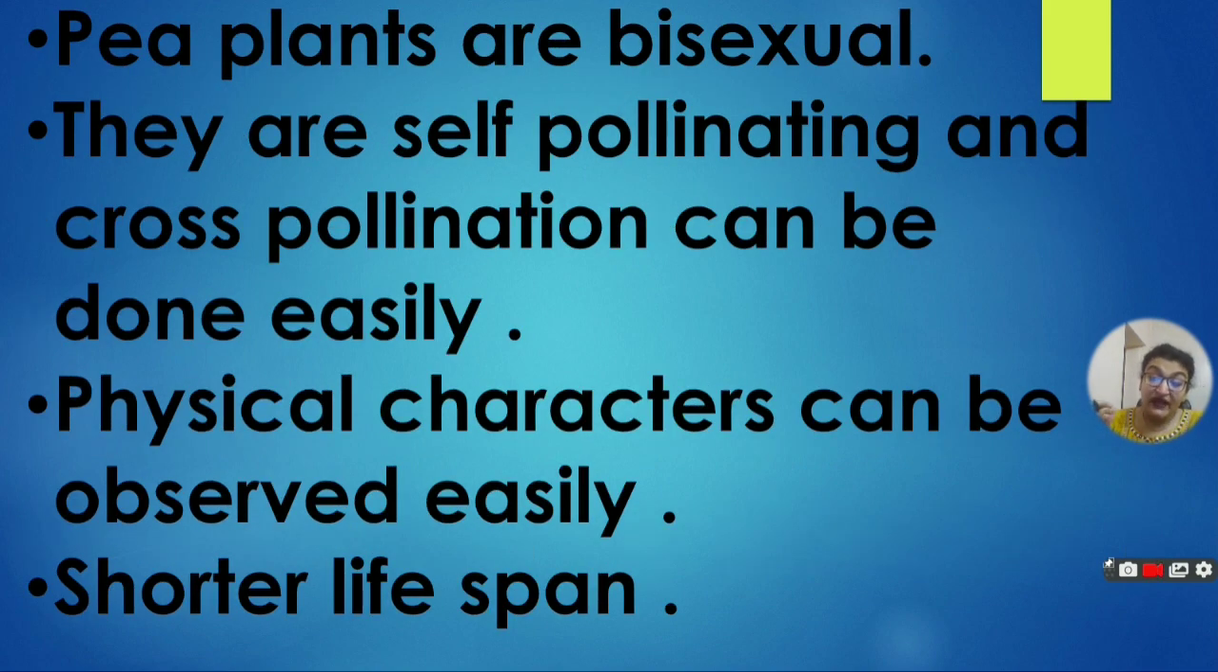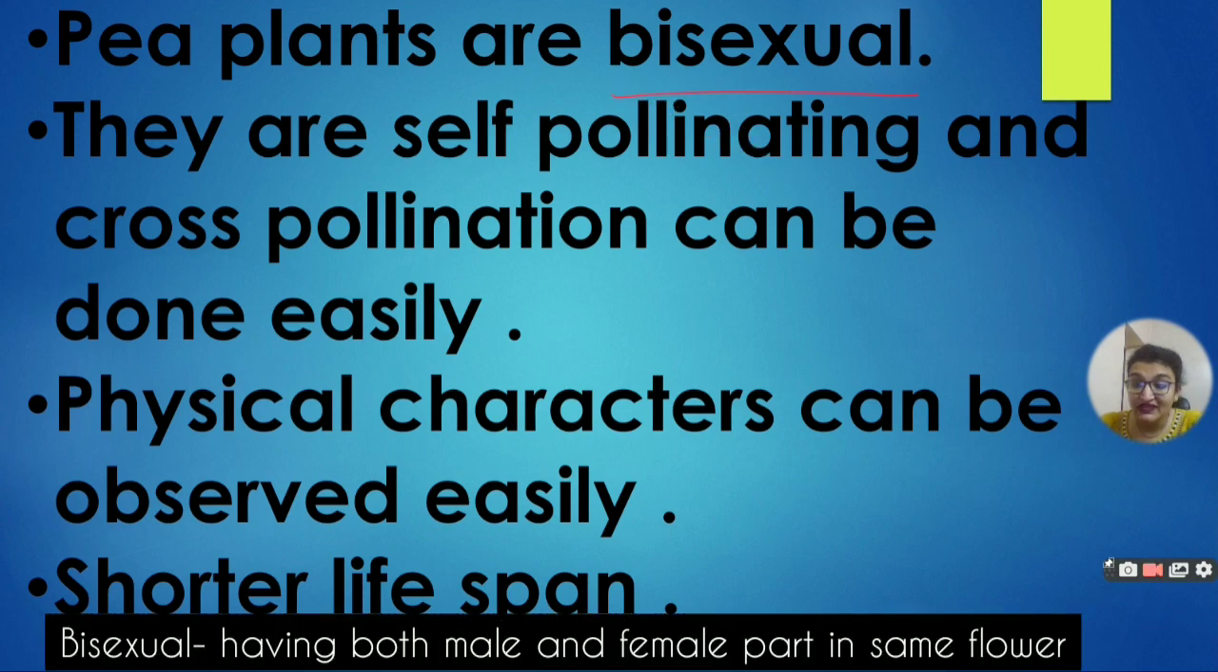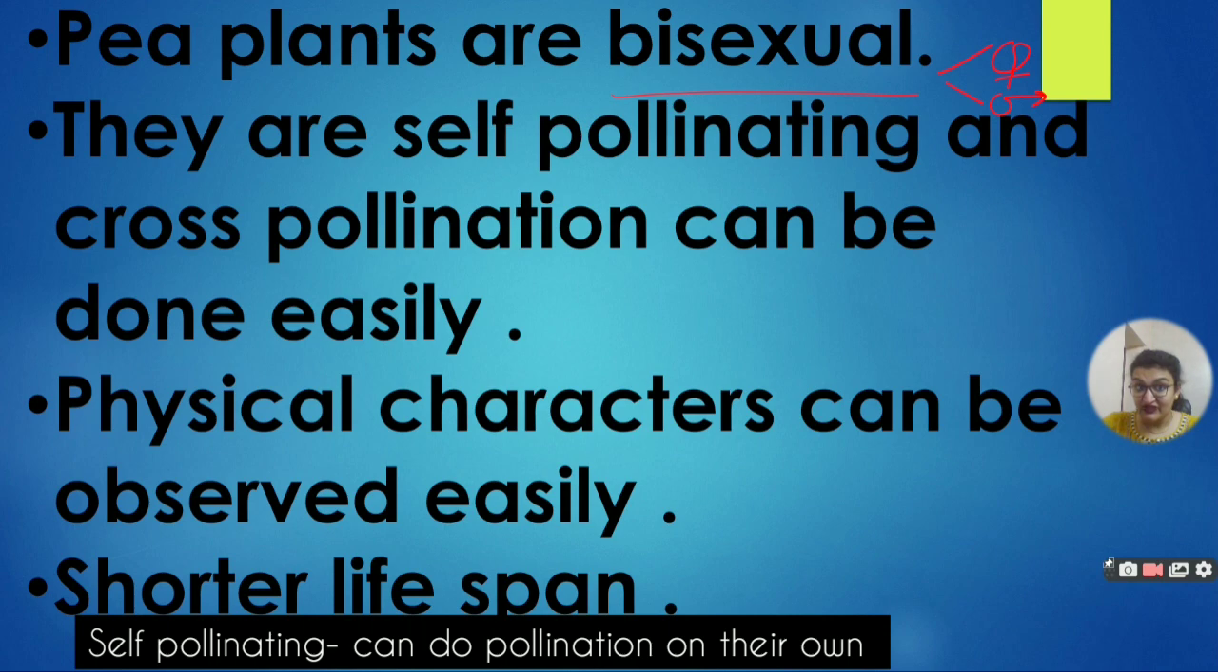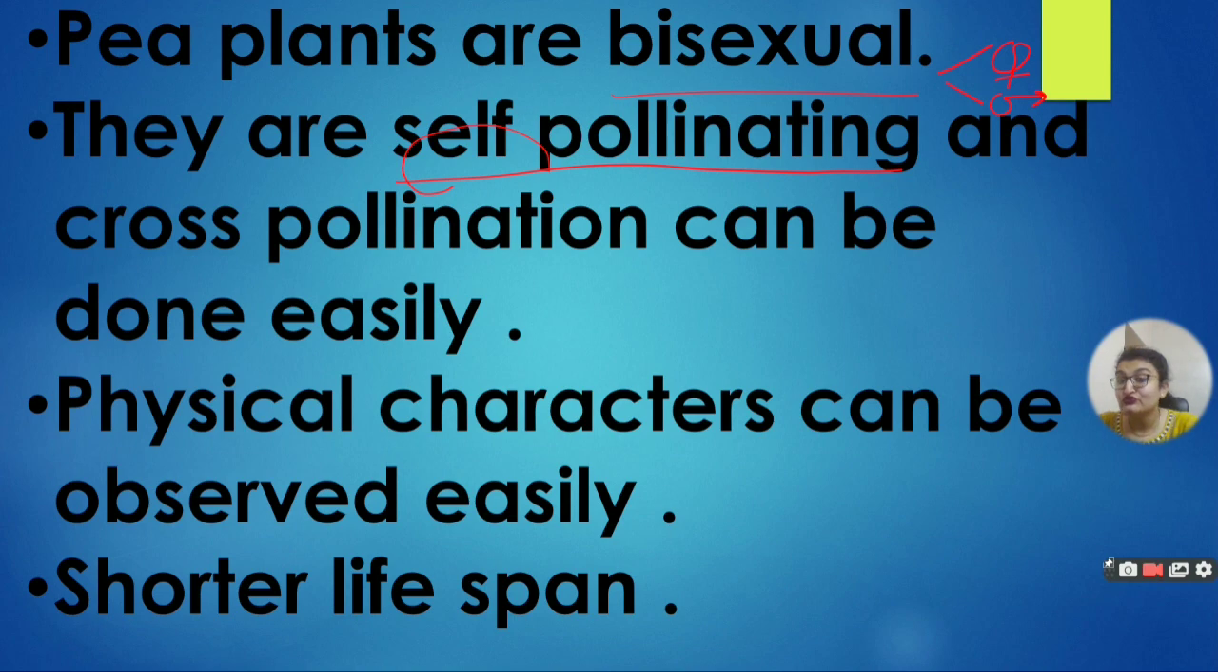Now, why he selected only pea plants is that first, pea plants are majorly bisexual. Bisexual means they have both the male as well as the female reproductive part in a single flower. That is, the female part and the male part are in the same flower. The next concept is that they are self-pollinating. Self means among themselves. They can pollinate among themselves. They don't need any kind of agents to do the pollination process. And even the process of cross-pollination could be done very easily in them. So that is why he selected the pea plant.